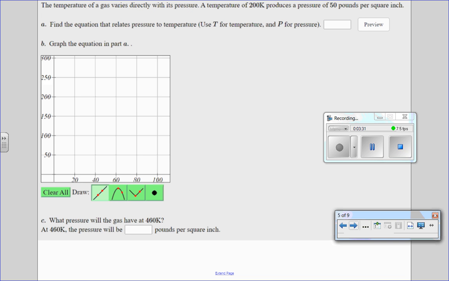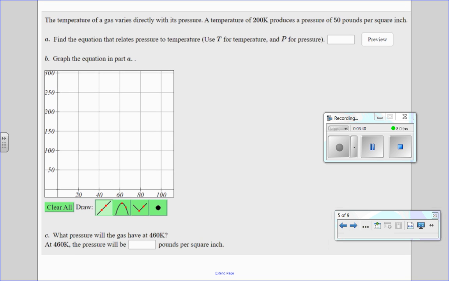All right, another graph problem. A lot of people ask me about this one. It is a bit confusing with the temperature 200K. That K stands for Kelvin. I sure wish they would have told you that. So for a temperature of 200 Kelvin, you ignore the K and you just use the 200.